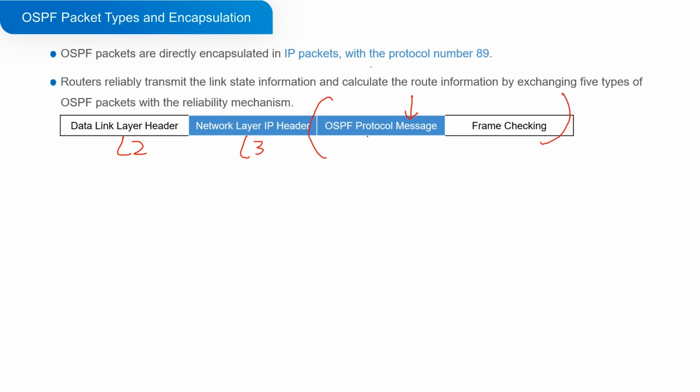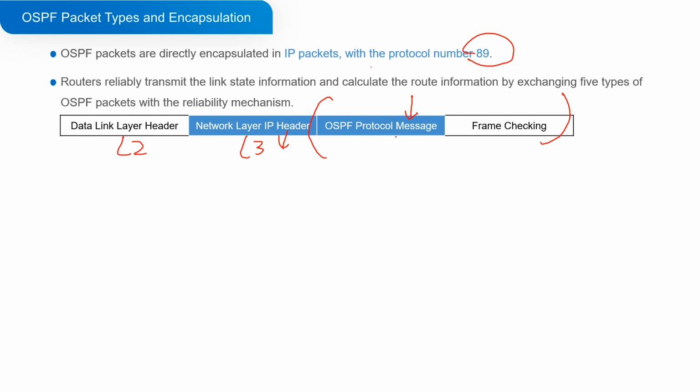And for the OSPF packets encapsulated in the IP packet, we capture the packet and then we find the protocol parameter. The number is 89. So you can see this parameter in this part. Okay. And the next part is the OSPF protocol message.